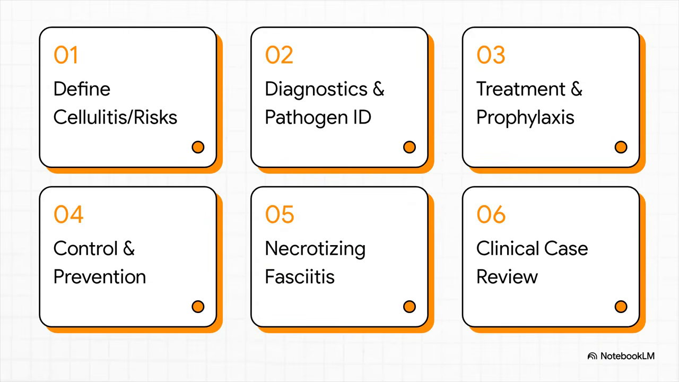So here's our game plan. We'll start with the basics, what cellulitis is and who's at risk. Then we'll get into the real challenge, diagnosing it and figuring out the culprit pathogen. After that, it's all about treatment and prevention. We'll also tackle the big one, necrotizing fasciitis. And we'll wrap it all up with a quick case review to make sure these concepts stick.